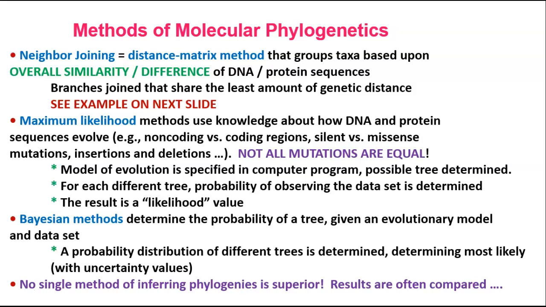Bayesian methods determine the probability of a tree, not the probability of observing a particular data set, but the probability of a tree given an evolutionary model and data set. So here we go. Here's the data set. Here's the model that we are using, that we're inputting in the program. So what's the probability of getting this tree based on that data? So it's kind of a reverse approach from the maximum likelihood method. And these are all pretty hardcore statistical methods.